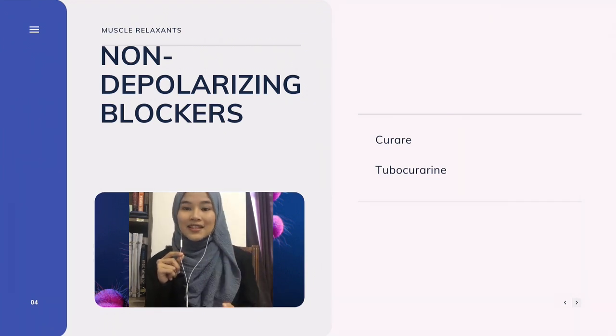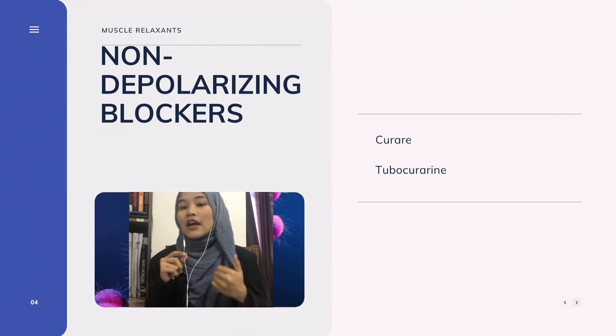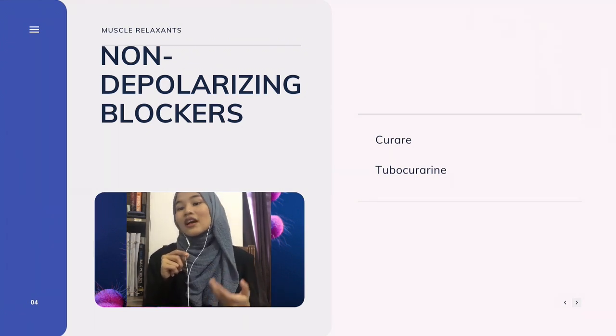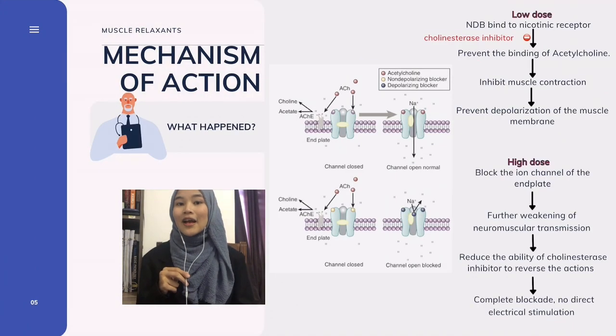The neuromuscular blocking agents have significantly increased the safety of anesthesia because less anesthetic is required to produce muscle relaxation, allowing patients to recover quickly and completely after surgery. Now, I'm going to explain the mechanism of action of non-depolarizing neuromuscular blockers.